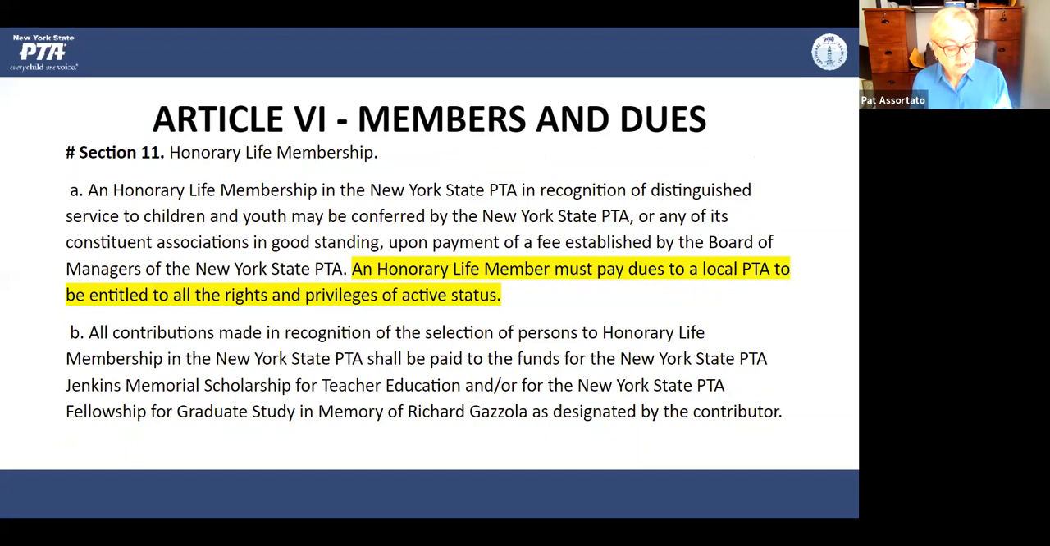Article 6, Section 11, prescribes the terms of an honorary life membership. Please note the highlighted section. An honorary life membership does not give an individual the rights and privileges of a voting member. It is an honorary award. Dues must still be paid by an individual to be entitled to participate in the business of an individual PTA.